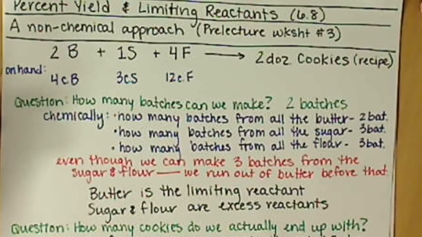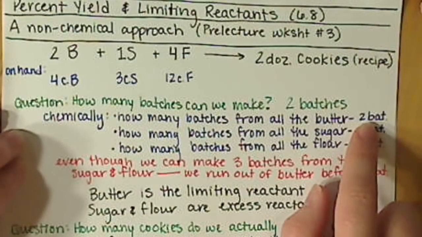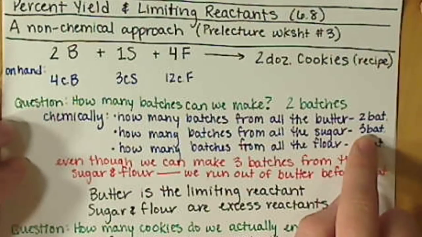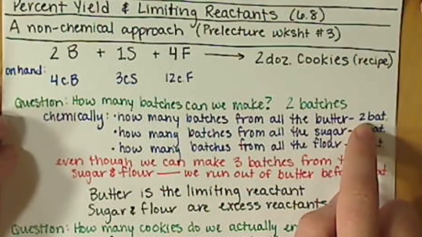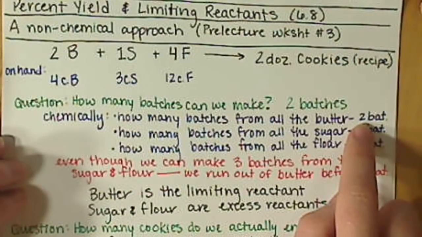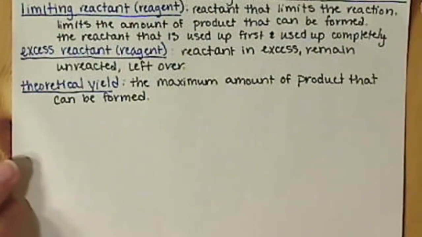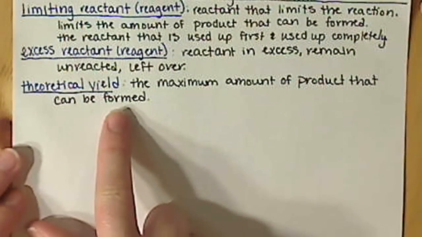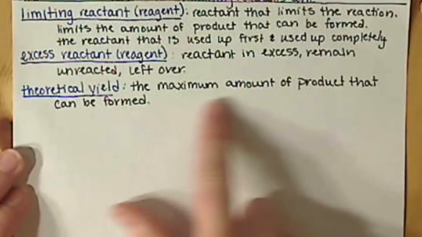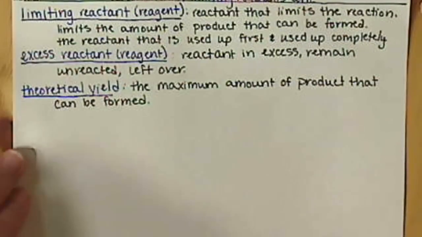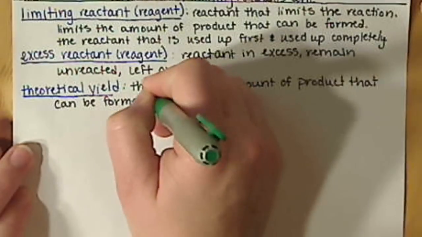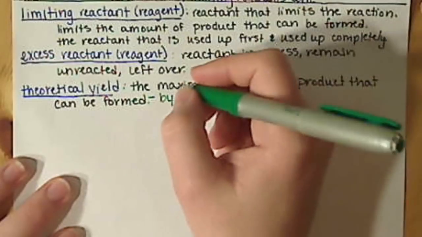Okay? But remember, we determined we can only really make 2 batches, okay? Because we run out of butter first. We don't have enough butter to form 3 batches. So the maximum amount of products that we can make, the maximum amount of cookies that we can make, are 2 batches. Okay, so the 4 dozen cookies. So in chemistry, even though we define this as the maximum amount of products that can be formed, this is basically the maximum amount of product that can be formed by completely reacting the limiting reactant.